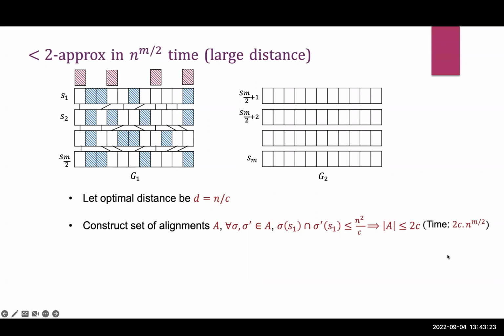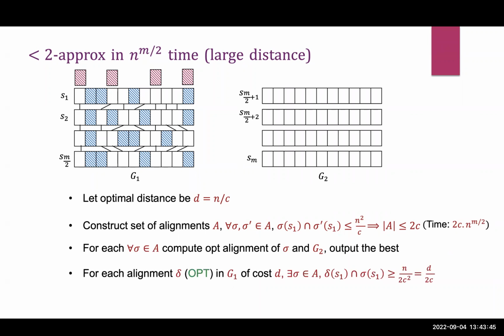So now what is left is to argue about the approximation guarantee. So once we have generated all these strings, what we do, we take every alignment that is a part of this set A and send it to group G2. And then we try to find an optimal alignment between sigma and G2, and then output the best sigma.